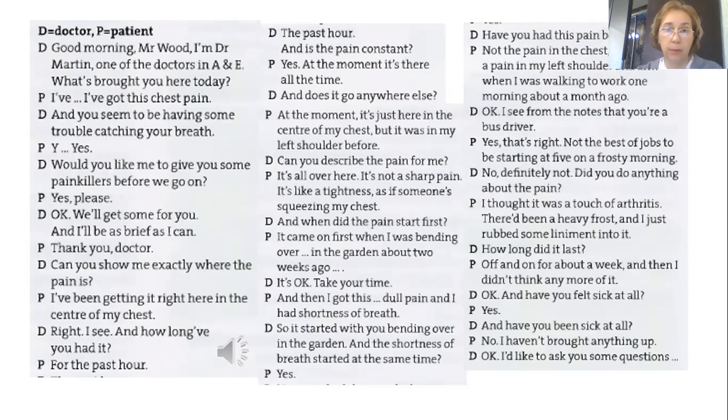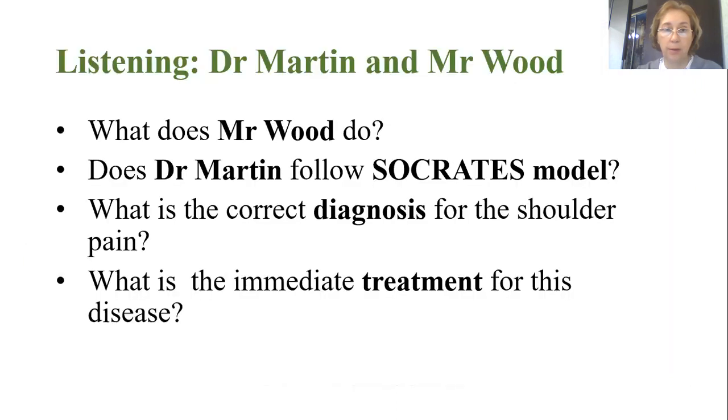Well, so I think Listening 3, we can understand it better. Yes, Amar would like to say what he understands from the listening. Yes, Amar?